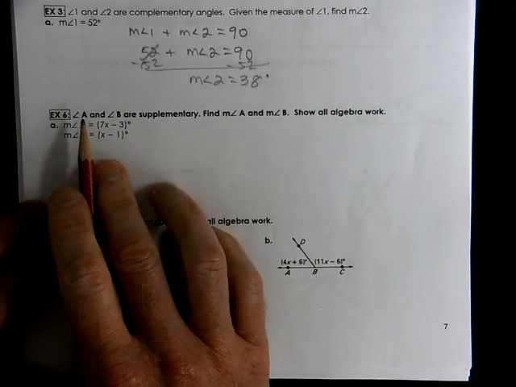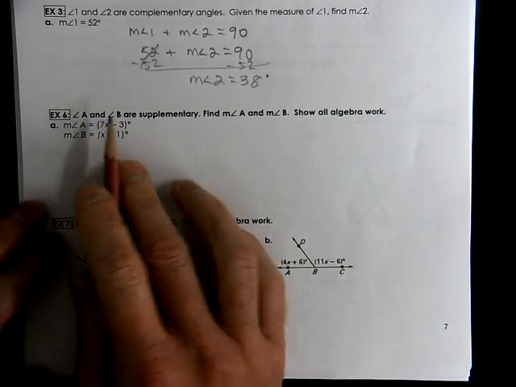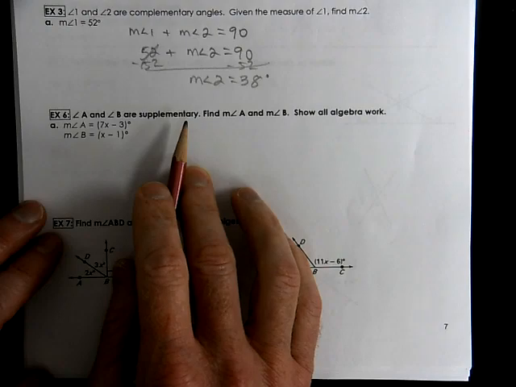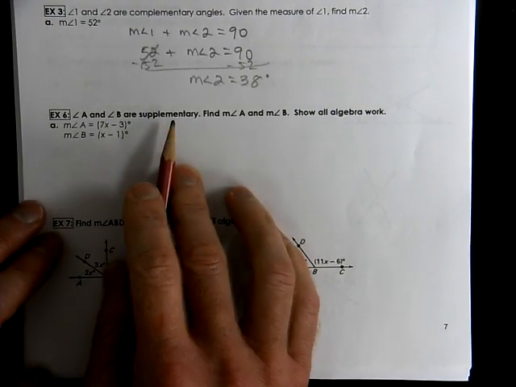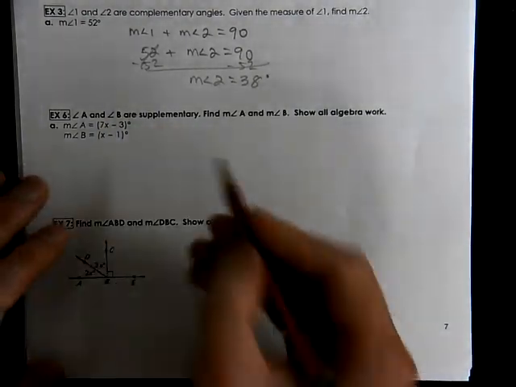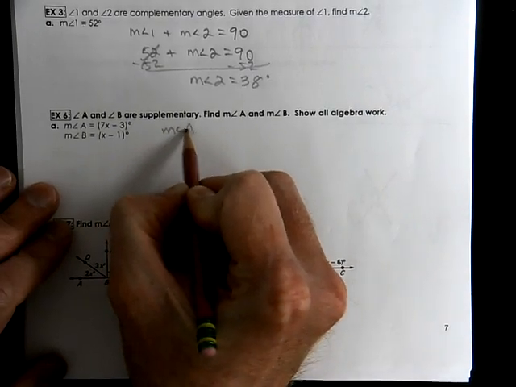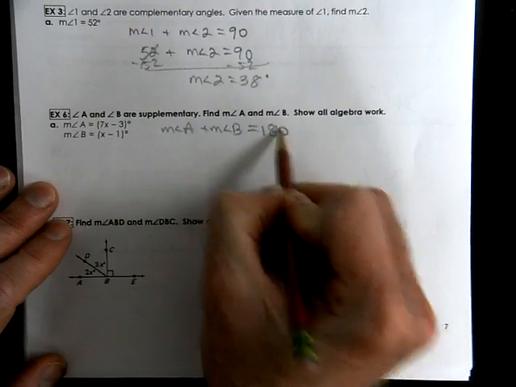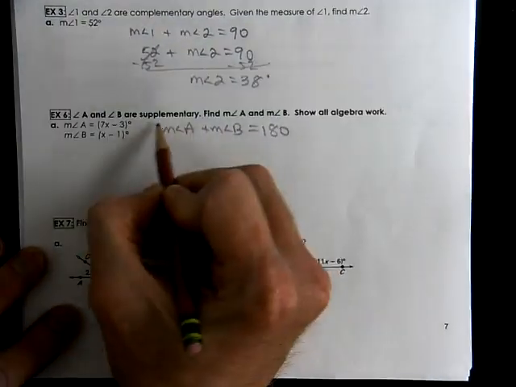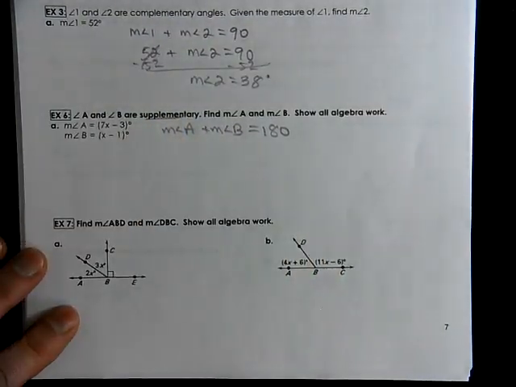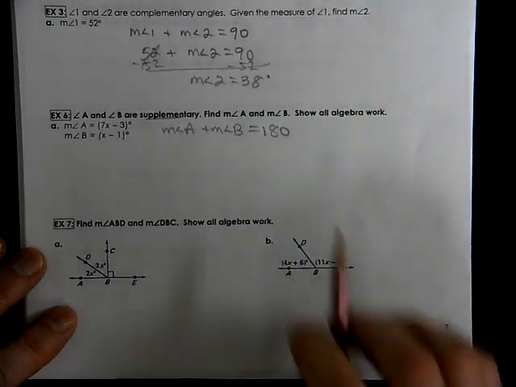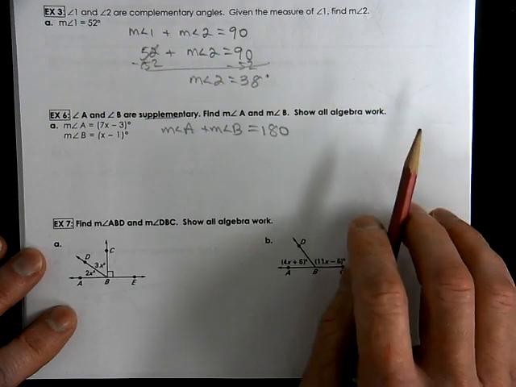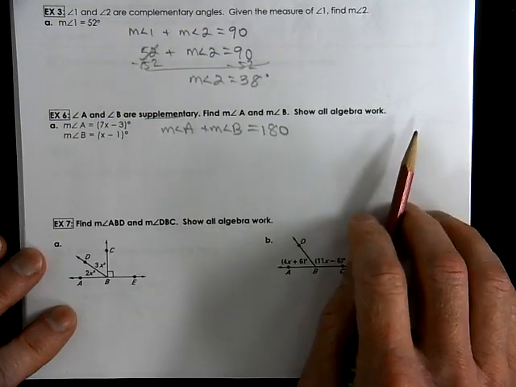Here we know that the measurement of angle A and angle B are supplementary. If they're supplementary, we know something. The measurement of angle A plus the measurement of angle B are going to add up to 180 degrees because these are supplementary. If you were doing a 2-column proof, you would say if supplementary, then sum of 180.